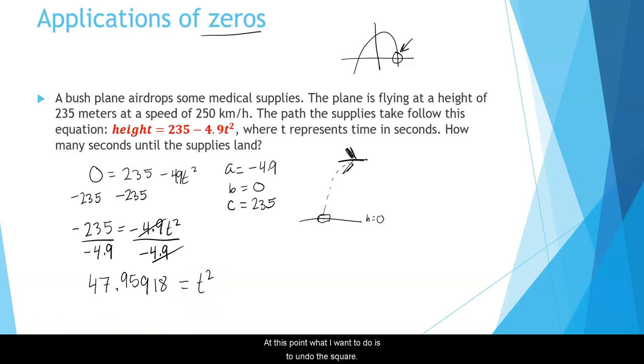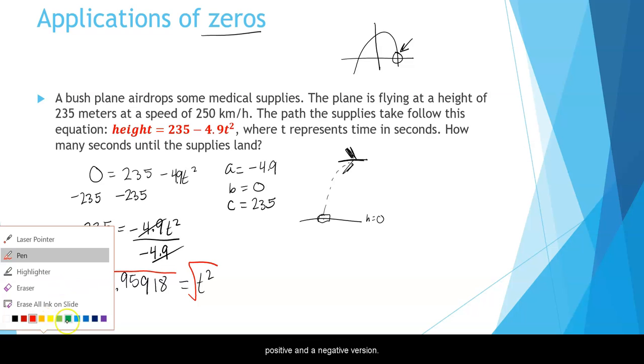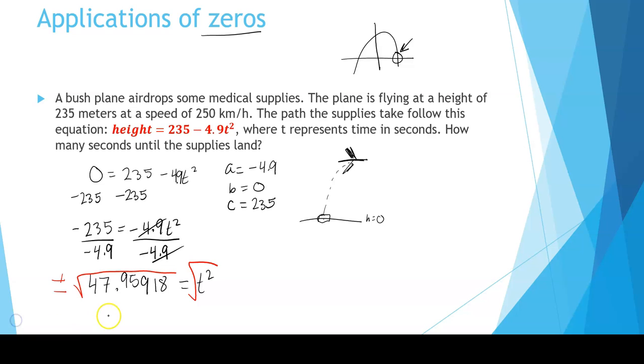At this point, what I want to do is undo the square. And so we undo the square by taking the square root of both sides. When we take the square root of that, we have both a positive and a negative version. However, since this problem is talking about time, we're not really thinking about going back in time. It's not like our package is going to jump up into the plane and then fall back out of it. So we can safely ignore this negative version.